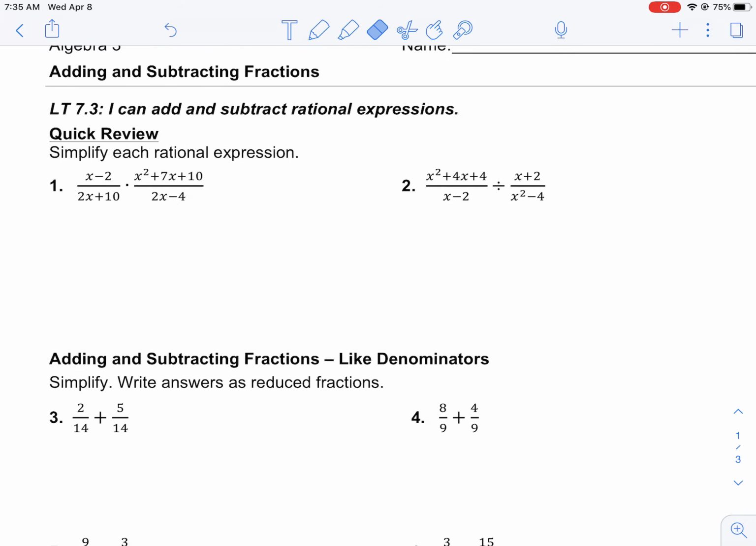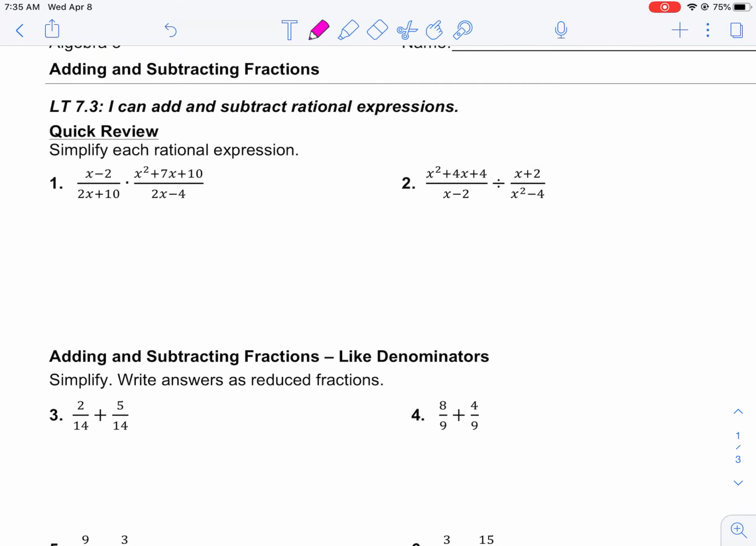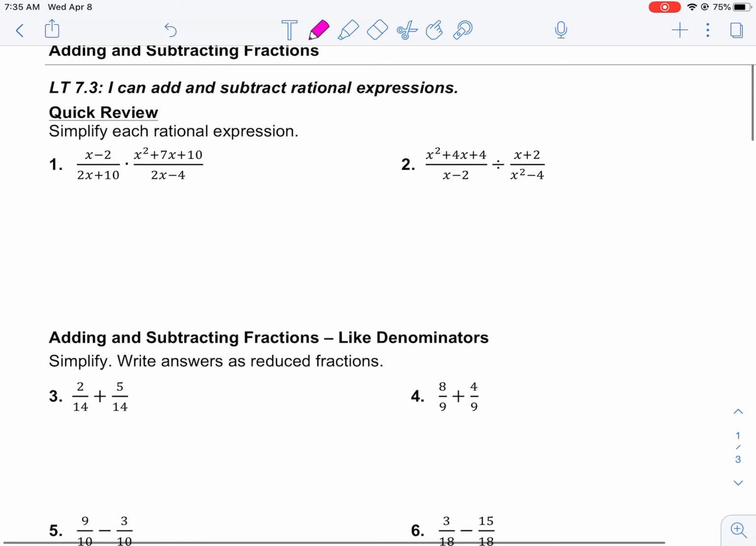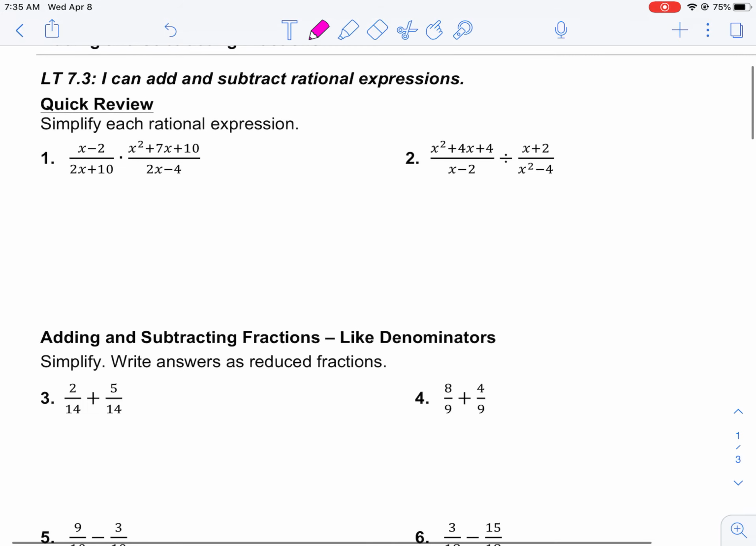Last week I taught you how to simplify, multiply, and divide rationals, and today we're going to start talking about adding and subtracting. So, before we talk about adding and subtracting rational expressions, we're going to start by just reviewing a multiply and divide problem.